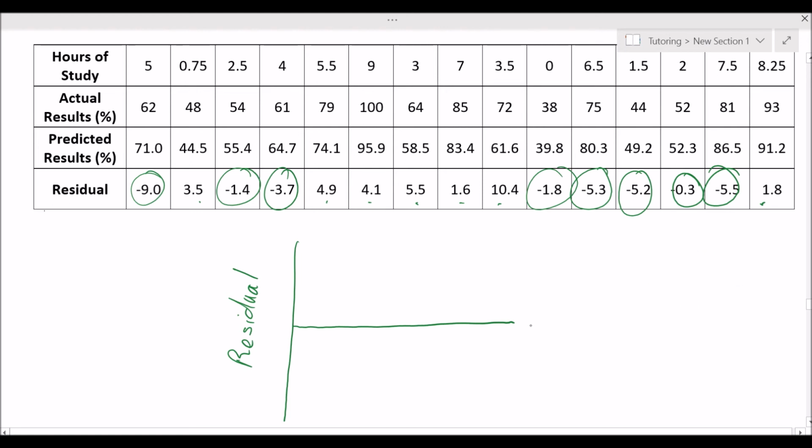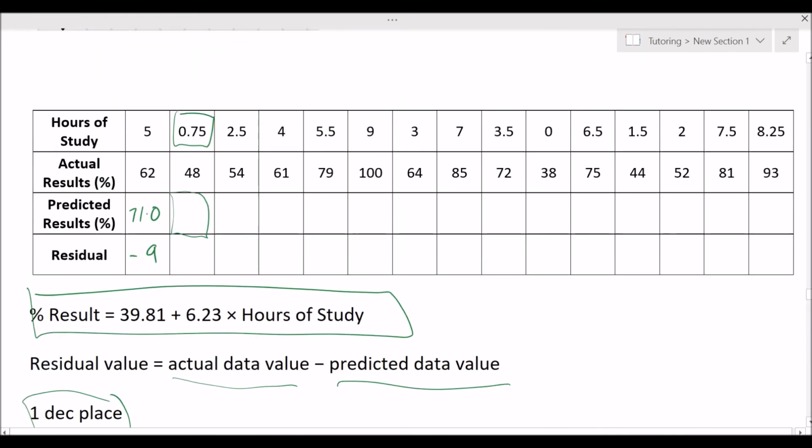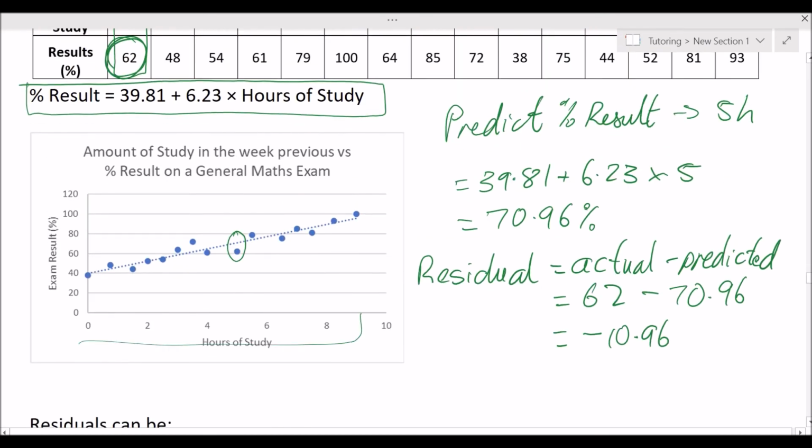So this would be our x-axis here, which is still our hours of study. And then on our y-axis, as I've mentioned, we've got our residual values. Okay, so just like how we did our scatter plot up here, we can use the same scale.